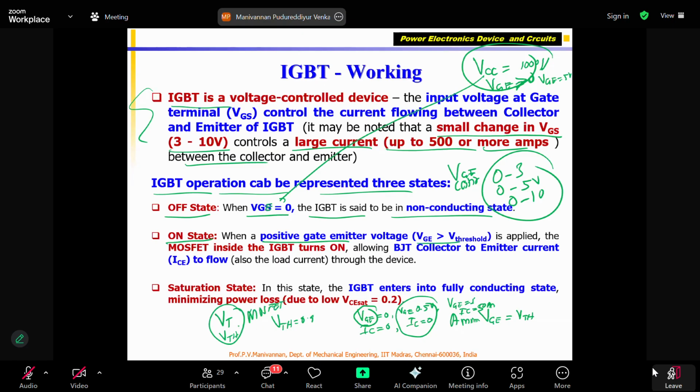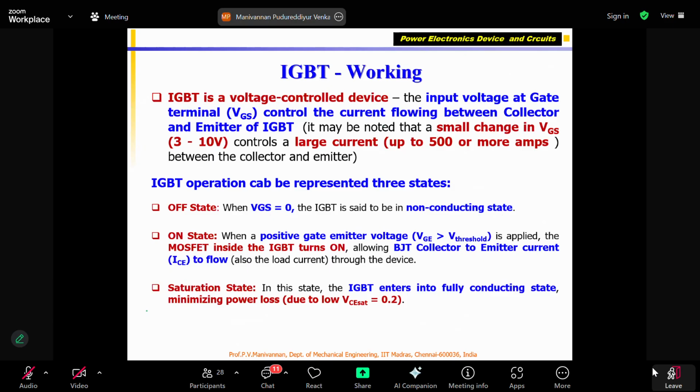That means if the threshold voltage of the MOSFET is 0.9, and I vary the VGE of my IGBT from 0 to 0.9, IC will be 0 only. Collector current will not flow, my load will not work, my IGBT will not conduct. If you want it to conduct, you have to give VG greater than VTH. That's what I mentioned. Generally, we want VT to be smaller.